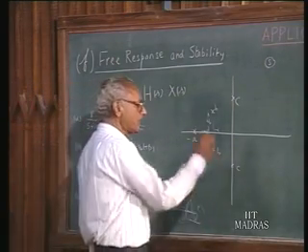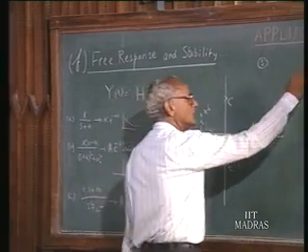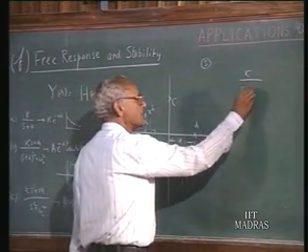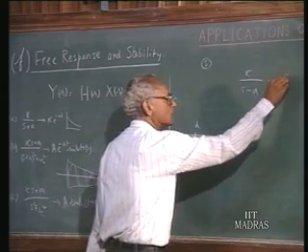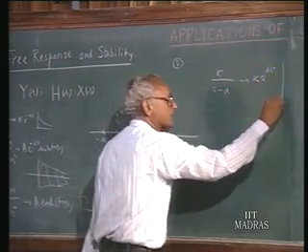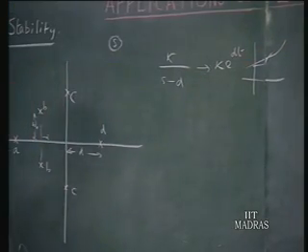On the other hand, if there is a pole in the right half plane, suppose there is a pole here, this is D, s minus d, then this corresponds to k e to the power of d t, and that represents an increasing exponential which indicates instability.